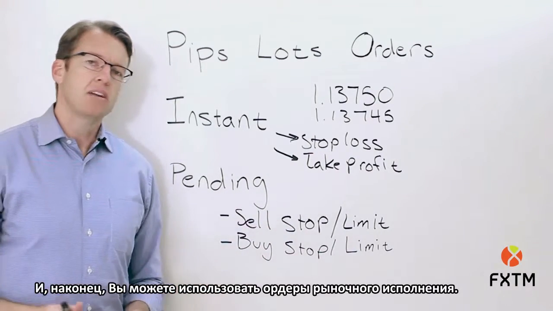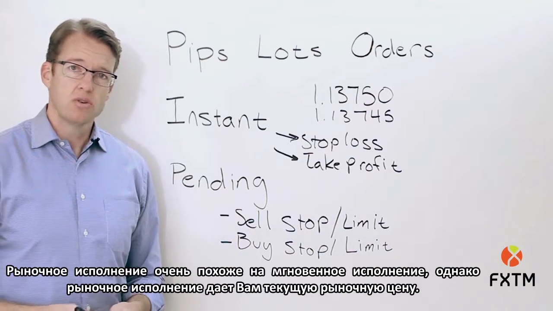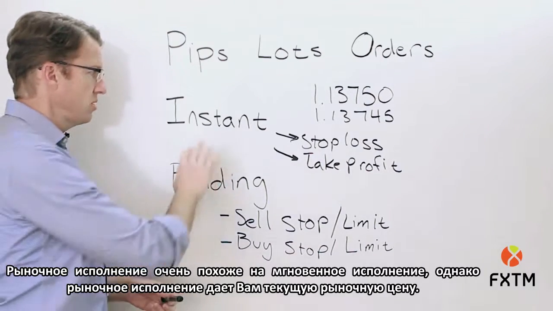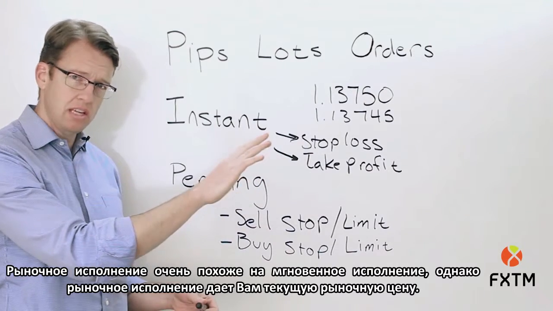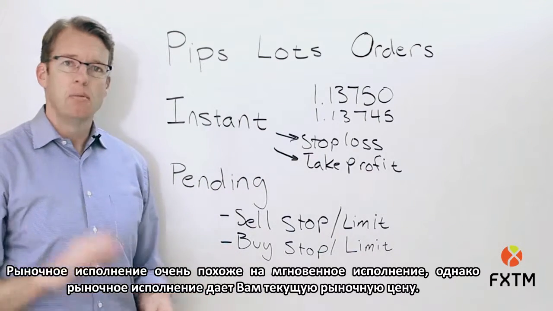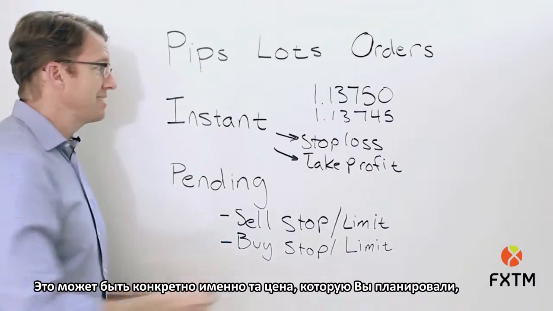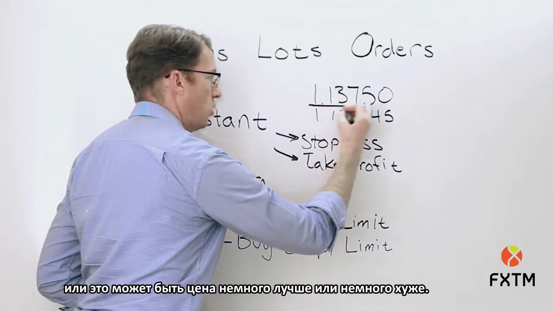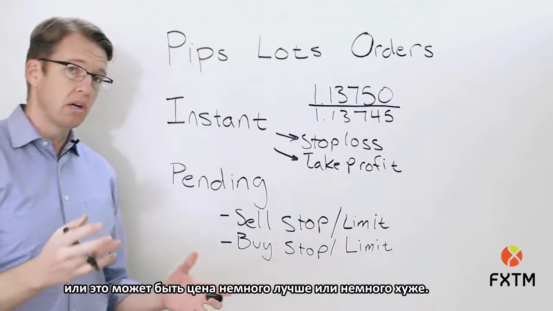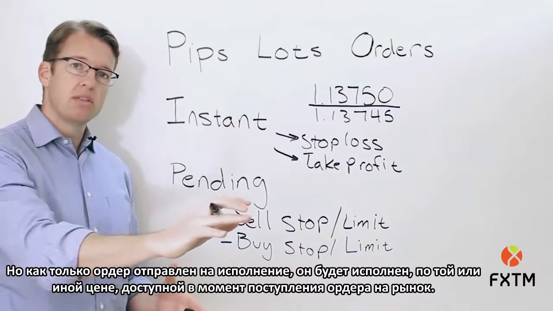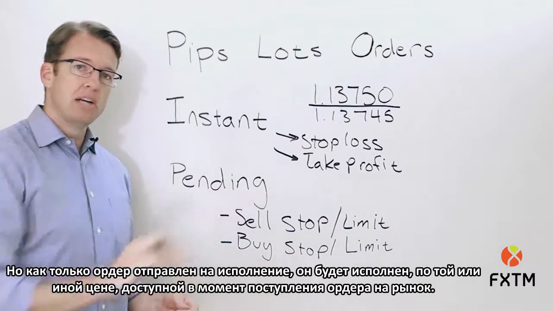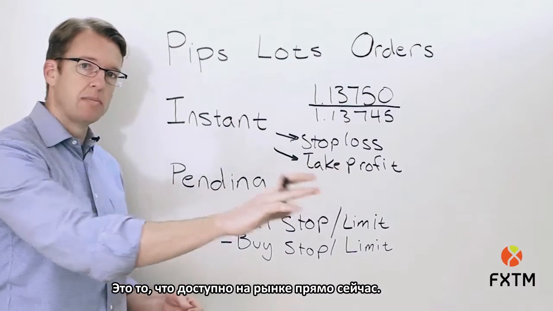And then finally, they can use market execution. Now, market execution is, in some respects, you can kind of think about it as similar to instant execution, except that market execution will give you the market price. Now, that may be exactly the price that you planned, or it could be even a little better or a little bit worse. But when that order is sent through to the market, that's the price that you're going to get, is what's available at the market immediately.